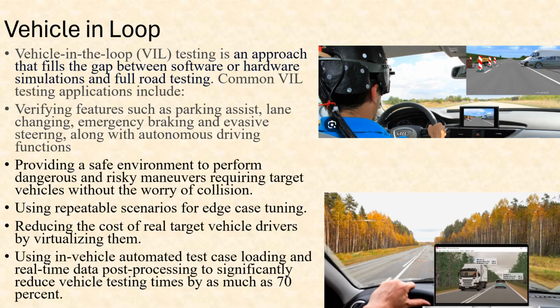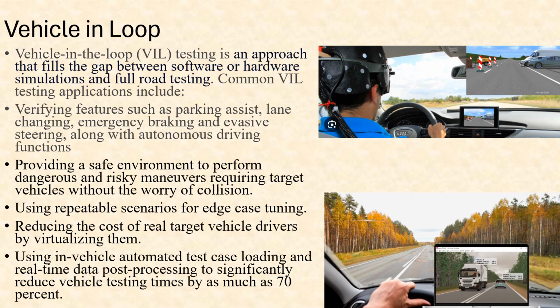Common vehicle in-loop testing includes verifying features such as parking brake assist, lane changing, emergency braking, and evasive steering, along with autonomous driving functions. Please understand that vehicle in-loop testing is very complicated. Testers must design a simulation environment that faithfully replicates actual circumstances. Road markings, traffic, and signs are all part of the environment. The test apparatus then exposes a real car to that simulated environment.